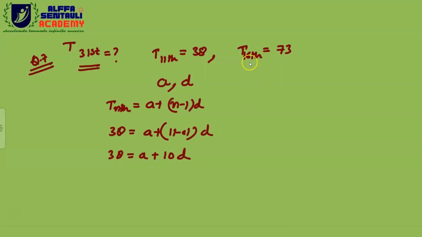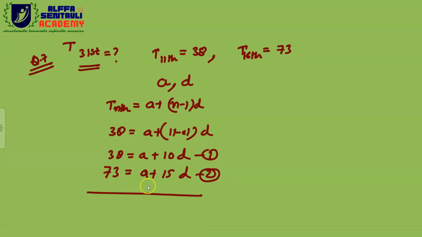So if this is the 16th term, what should come, beta? 15d. A plus 15d. 1 less, no? n is given, n minus 1 is here, so this should be a plus 15d. So I can directly write 73 is equal to a plus 15d. Correct? This is equation number 1, this is equation number 2. You can solve this, beta, as a linear equation in two variables, right? That we have already studied.